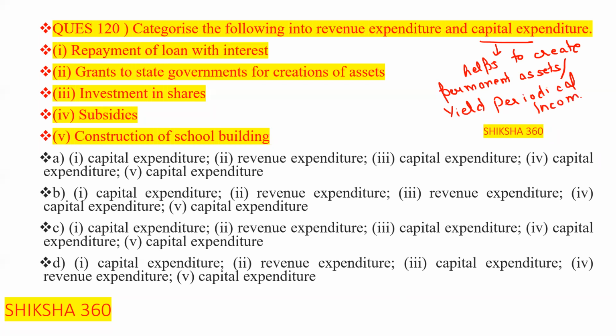Or yield periodically income. That is basically after every one month. Basically we are getting income from that. That is basically known as the capital expenditure.